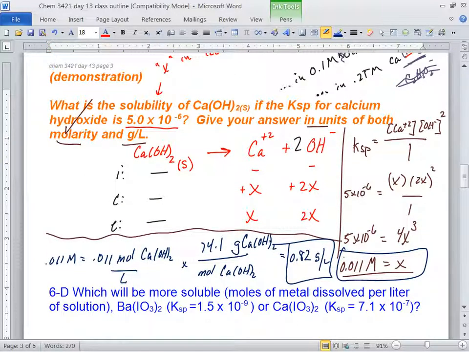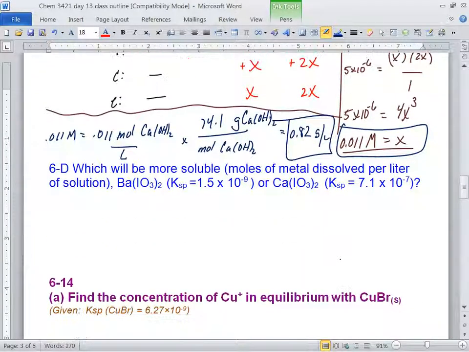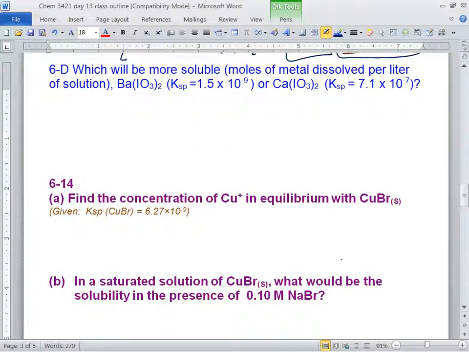So are you okay with that? Jeff, make sense? Alrighty, good deal. Which will be more soluble, barium iodate or calcium iodate? Which would be more soluble? Gloriana, you have a game plan for that? Or a thought? Which would be more soluble?